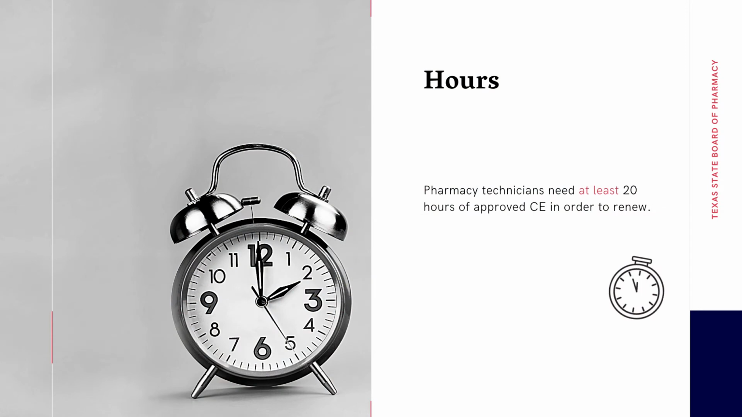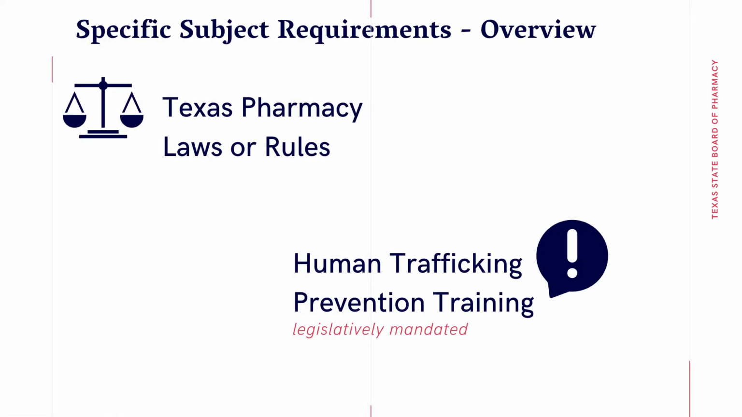First, let's review the hourly requirement. Pharmacy technicians need at least 20 hours of approved CE in order to renew a regular active registration. There are some exceptions if you're in your initial renewal period, but this is probably the most likely scenario for most pharmacy technicians. Now let's look at specific subject requirements within those 20 hours.